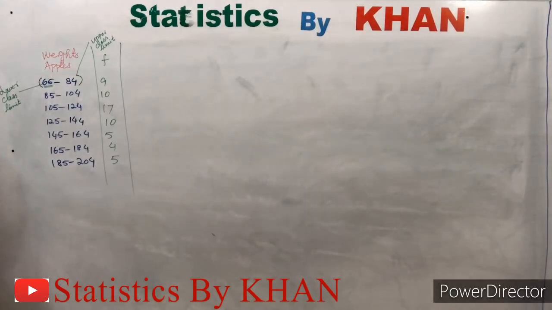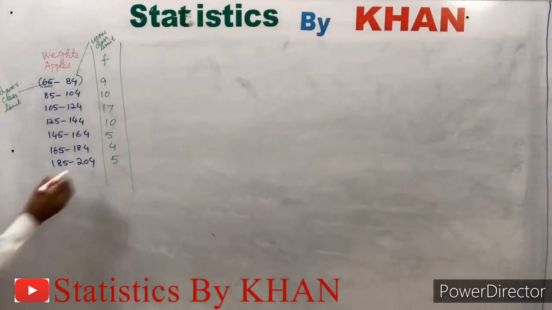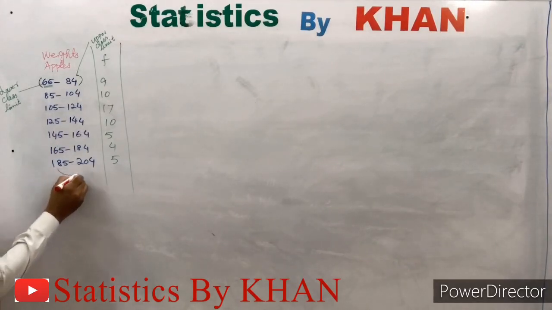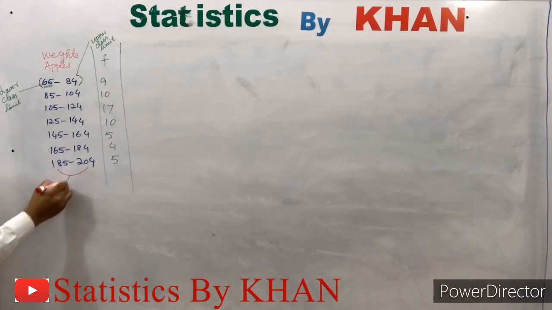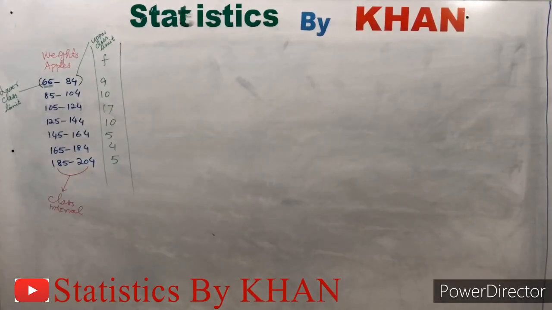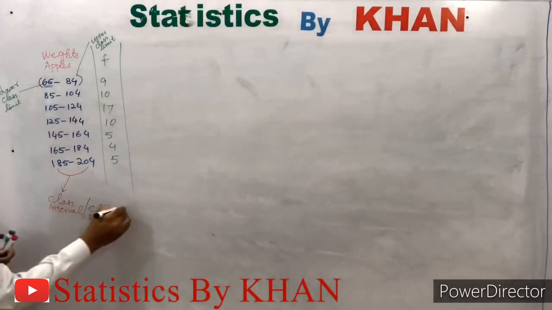I will take the class interval from the very last class. The distance from here till here is called class interval. This is also called class width, and the third name for this is class height.